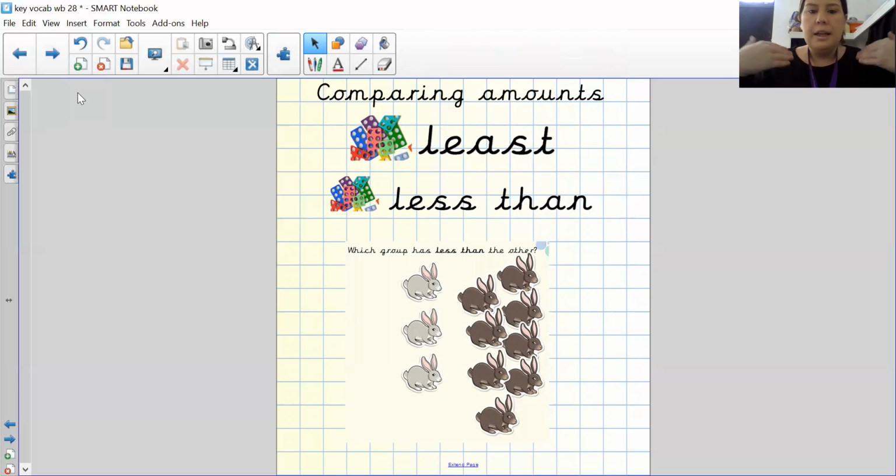Least. Less than. And least means the smallest amount, and less than is exactly the same. So when you use less than, we compare the two groups. So I have 3 grey bunnies, and then 1, 2, 3, 4, 5, 6, 7, 8 brown ones. So which one has less than the other? Have a think.